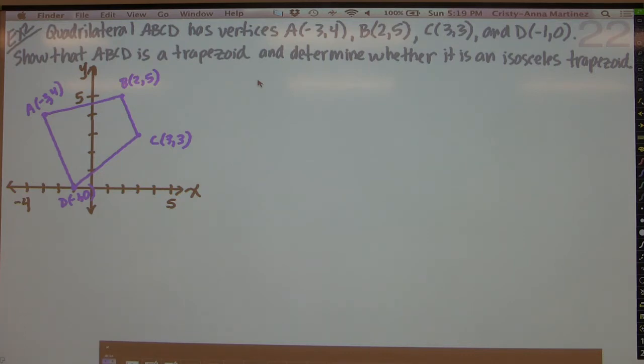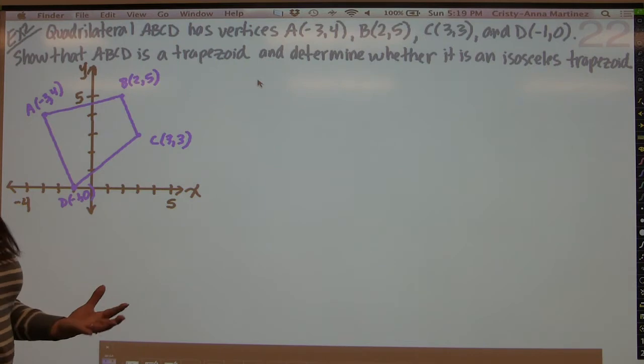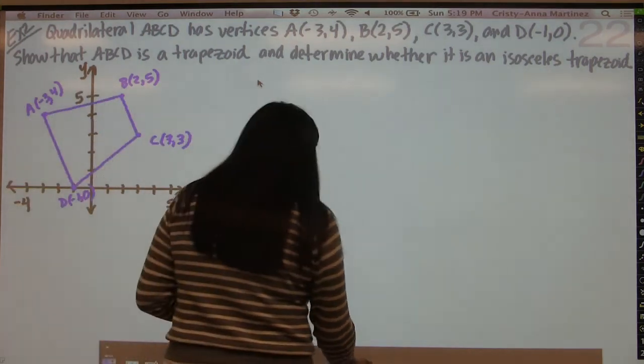So in order for us to show, to prove basically, that it's a trapezoid, we have to show that it only has one pair of parallel sides, because a trapezoid, by definition, only has one pair of parallel sides. If it has two pairs of parallel sides, then it would be a parallelogram. So we want to make sure that it only has one pair of parallel sides, and for parallel, that means that we're going to want to use the slope formula.